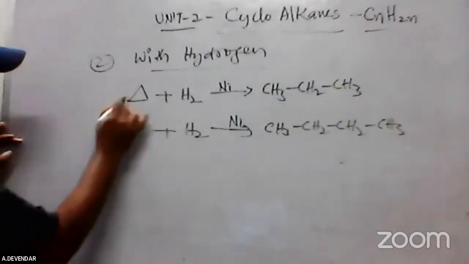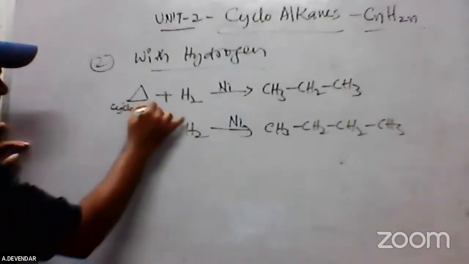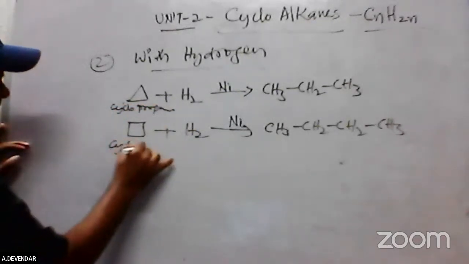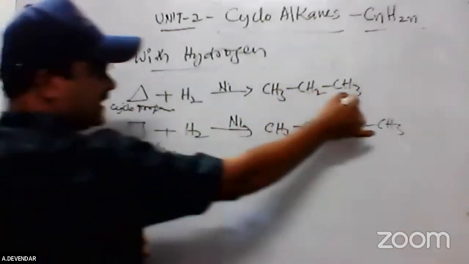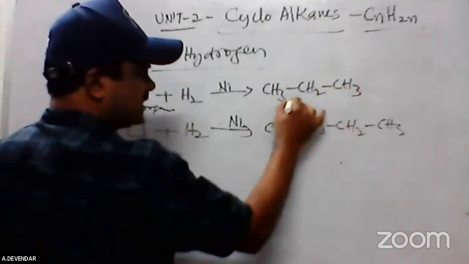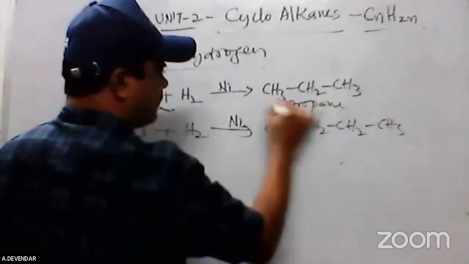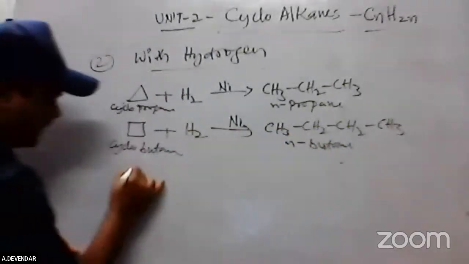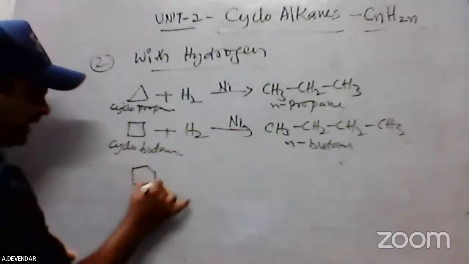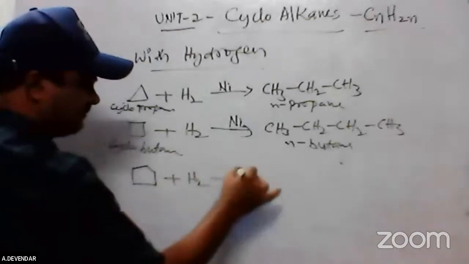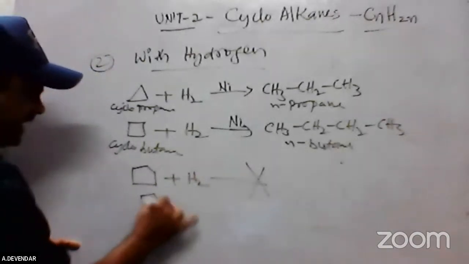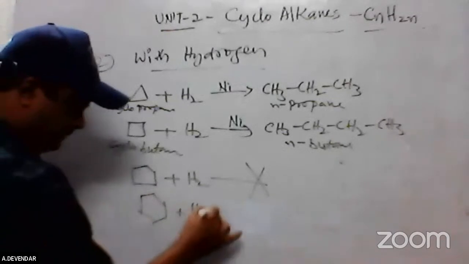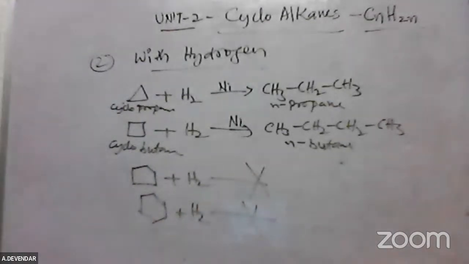I don't want to write again. Okay, cyclopropane on hydrogenation, cyclobutane on hydrogenation. You are getting generally normal propane. It is a propane, n-propane. It is n-butane, normal butane. Okay, but if you take pentane, hydrogenation does not take place. Hexane, hydrogenation does not take place. No reactions are there. Only propane and butane rings undergo this.